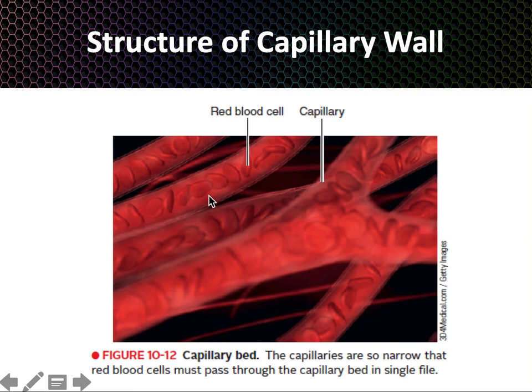So you can see the RBCs are in single file, just going one after the other. They cannot make two rows. They're just squeezing through these capillaries. I put this picture so that whenever I say capillary, you remember how thin they are, how extensive they are, and how RBCs are squeezing through them. Okay, so this is how the structure of a capillary wall looks.